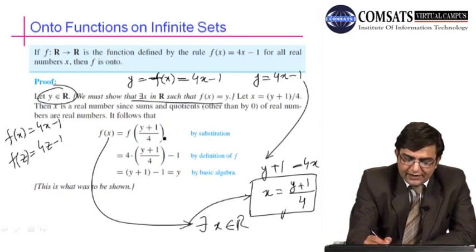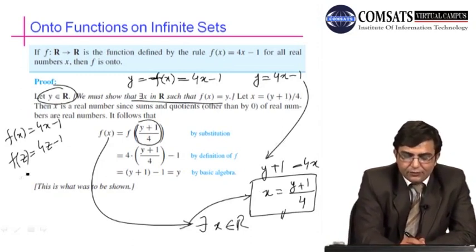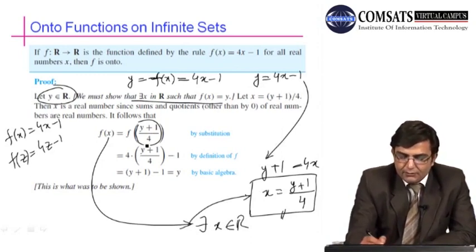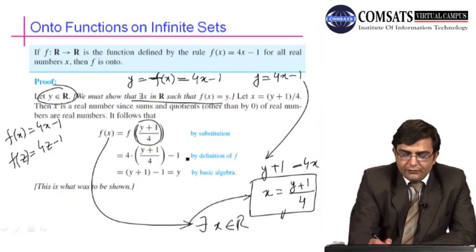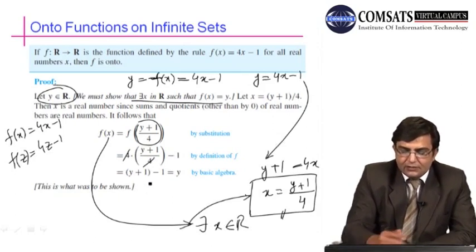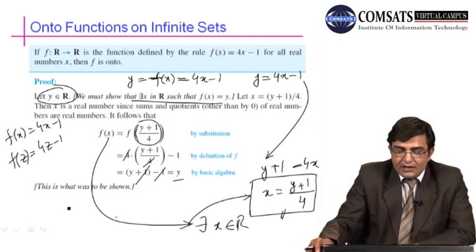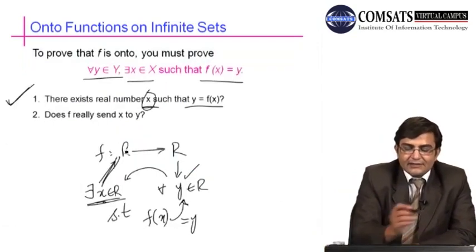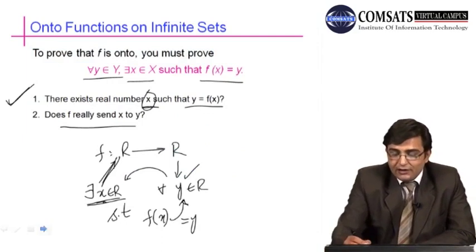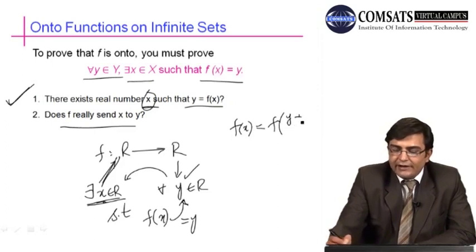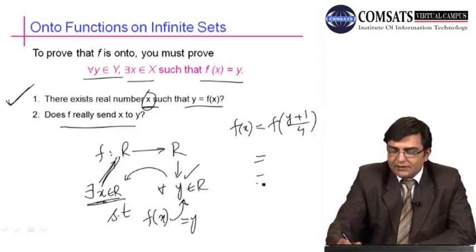If we suppose this is z, then if we apply f on z, then what will happen? 4z minus 1, then 4z minus 1. Now we simplify, 4 is cancelled out with this, and we get y plus 1 minus y. 1 is cancelled out with 1, and we get y. So what we have done here, we have proved that f really sends x to y, as we have supposed f of x, f of y plus 1 divided by 4, and we have arrived after some steps at y.